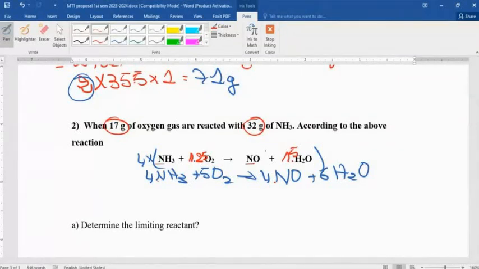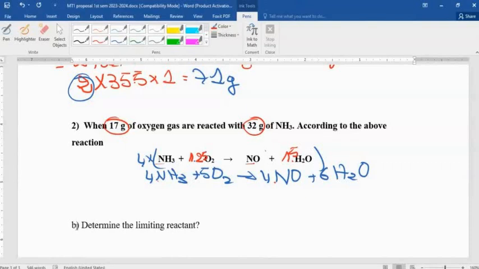So now, be careful. When I write a chemical equation, it is not just for writing, not just to fill in the blank. No, it has to be used. How will I use this one? Because he asked me to determine the limiting reactant.